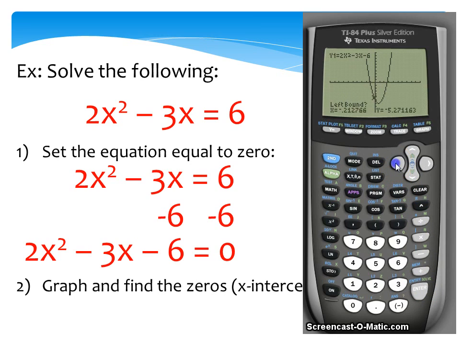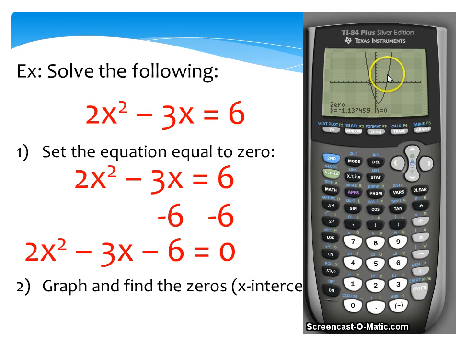Remember, the first step is to get our cursor as close as we can to that point. It's asking for left bound, so we click left once, enter, and then twice right, enter, so that we're past that point. If we press enter one more time, we get our answer of negative 1.14 roughly.